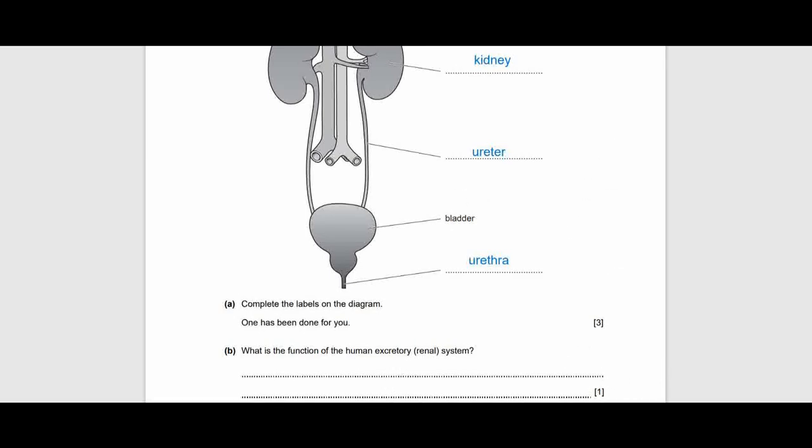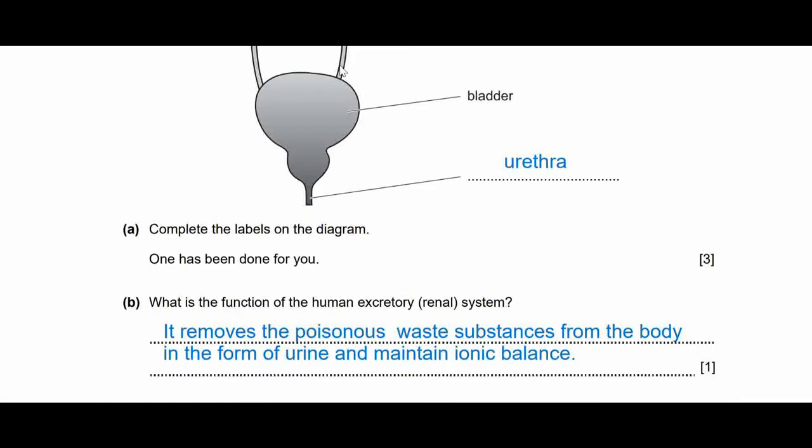Alright, this is 1 mark. Let's reveal the answer. So the answer is it removes the poisonous waste substances from the body in the form of urine and maintains ionic balance. Alright, if you have any other option, please feel free to write in the comment section if you need to clarify your answer. Let's move on to the second question.